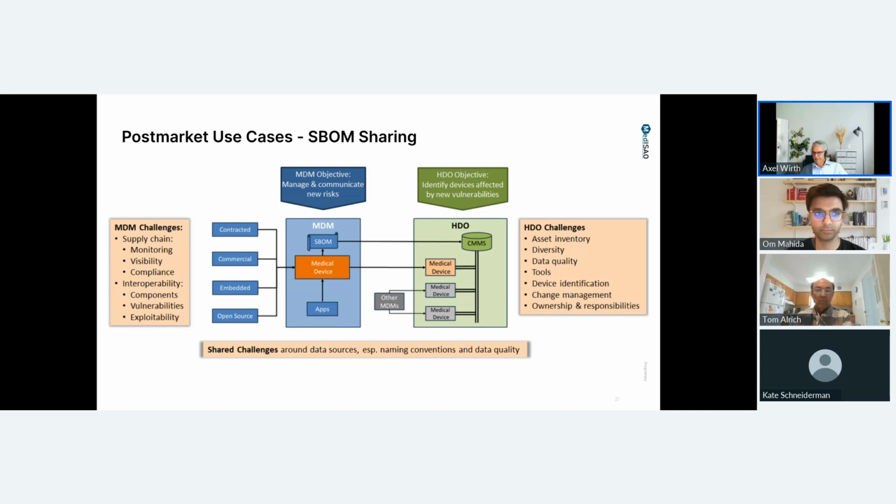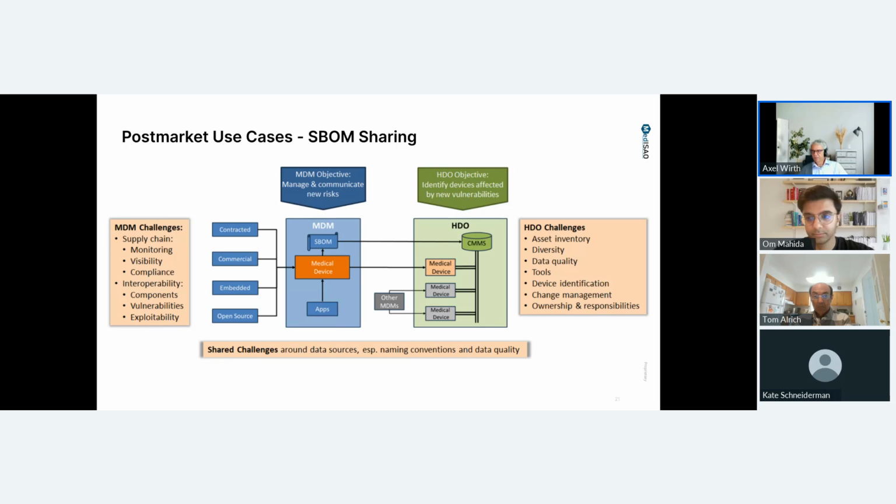And then, of course, it's the data quality, right? How good is your asset inventory? How good are your SBOMs? How well are you able to interpret your SBOM to identify the right vulnerabilities? Do you have the right tools? Can you identify the devices? And then can you manage change, right? Are there dependencies? Are there clinical operations?